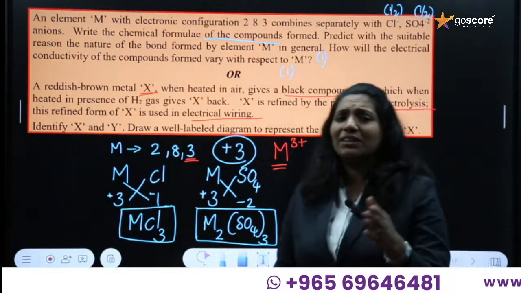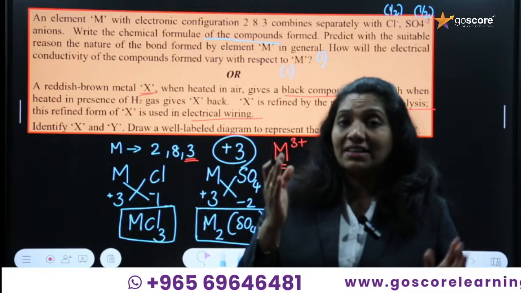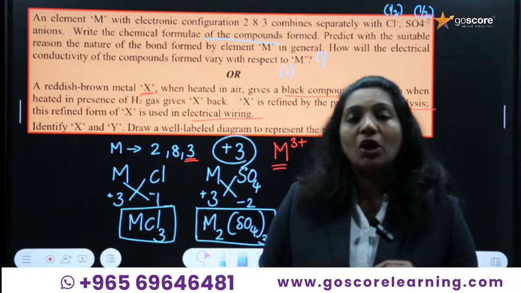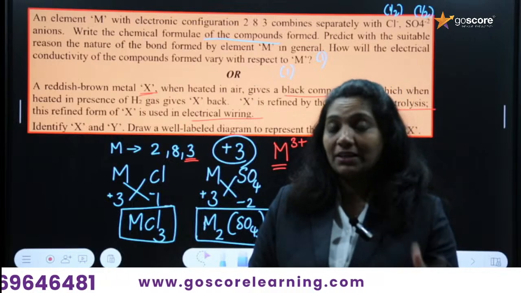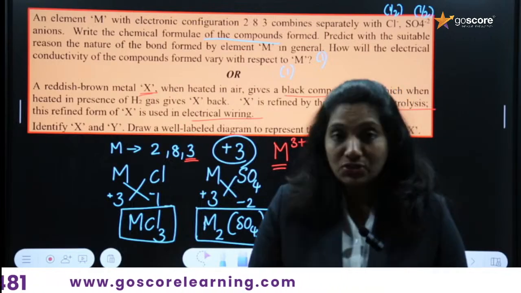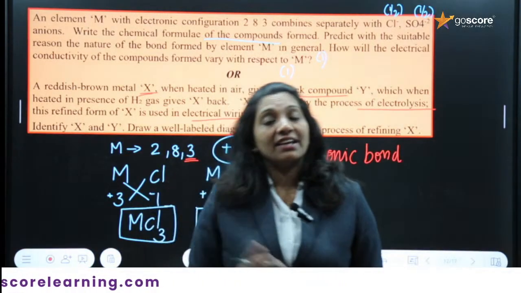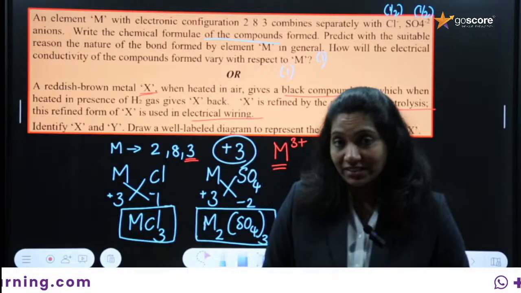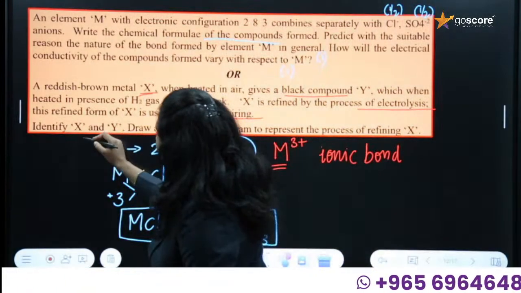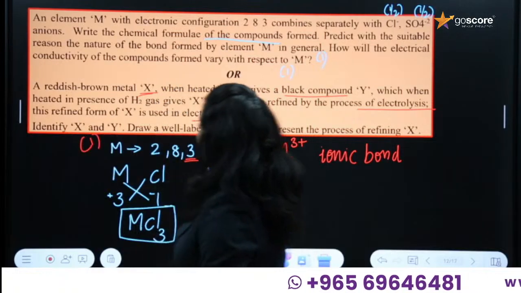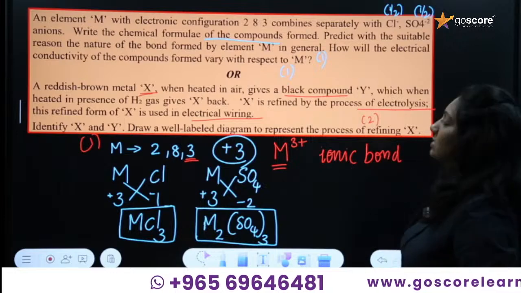To remember the process of refining of X, there is a diagram given in the reader. The impure copper we keep as the anode, and the pure copper we keep as the cathode, and the salt solution containing copper, usually copper sulfate, is taken as the electrolyte, right? So here for identifying X and Y, you will get 1 mark, and for drawing the neat labeled diagram, 2 marks will be there.